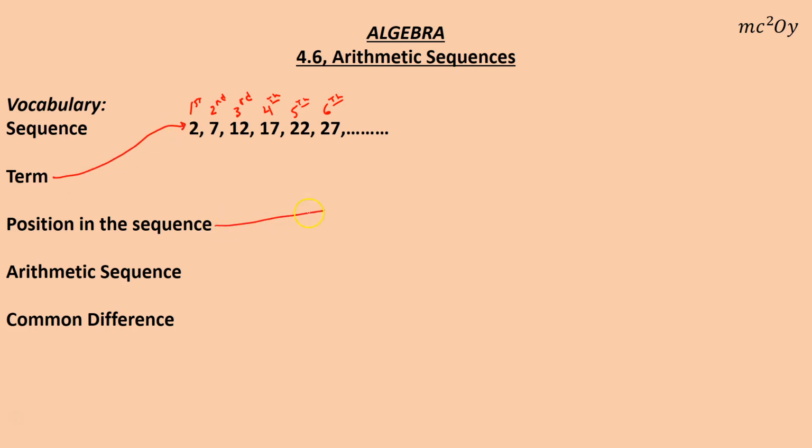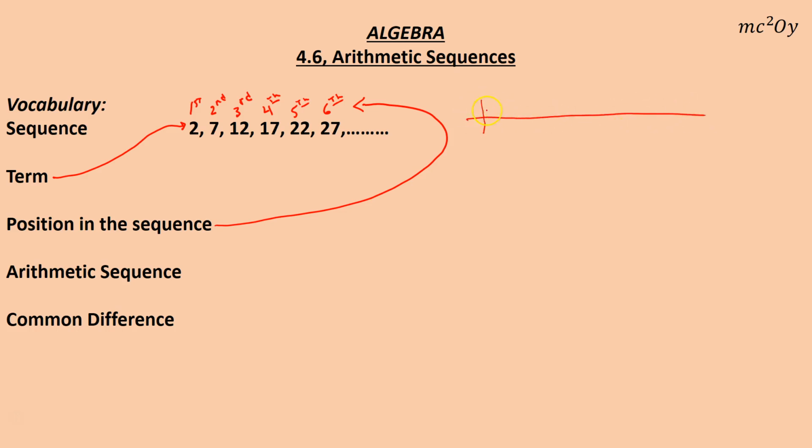The position in the sequence is listed by that order. So the first term is 2. The position, 2 is in the first position. 7 is in the second position. 12 is in the third position. So we have these terms in specific positions. And what you'll see later is that allows us to make a table with this, okay? And in fact, I'll kind of mix that up right now here.